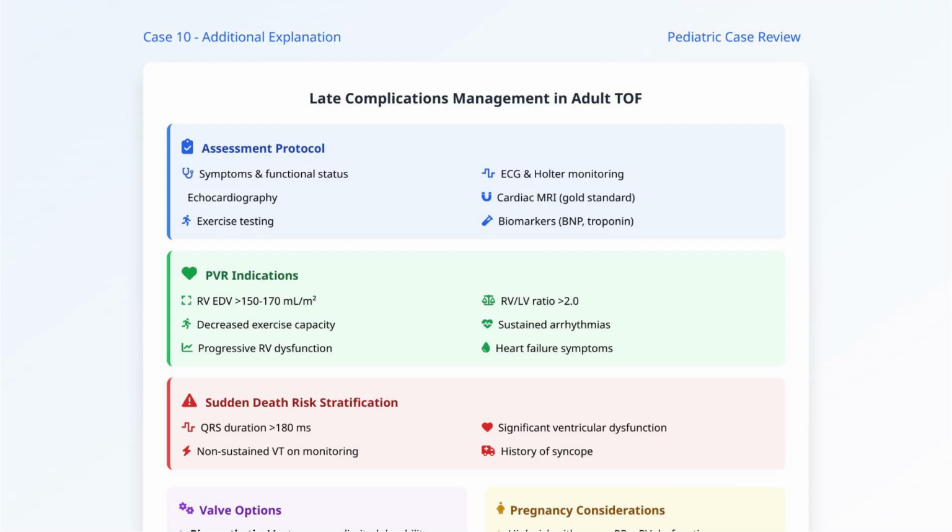Risk stratification for sudden cardiac death considers factors such as QRS duration greater than 180 milliseconds, significant ventricular dysfunction, and history of ventricular arrhythmias. Valve options include bioprosthetic valves, which are most commonly used, mechanical valves requiring lifelong anticoagulation, and transcatheter pulmonary valve implantation in suitable candidates.